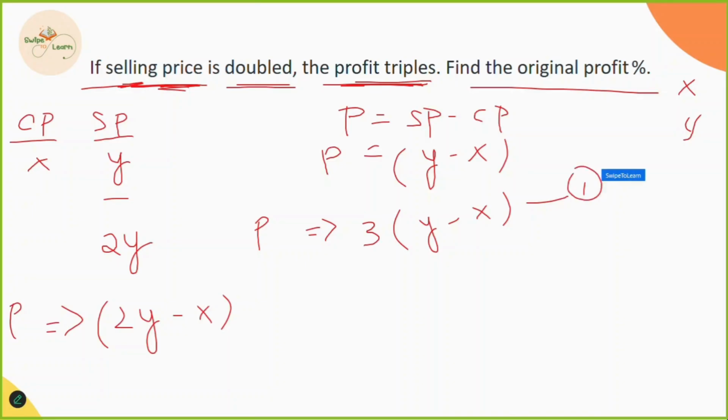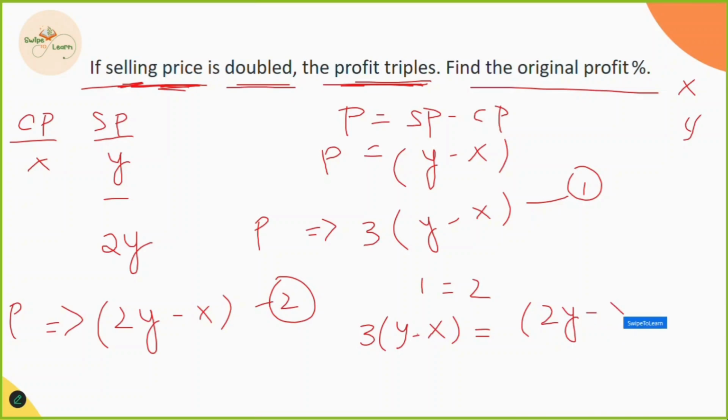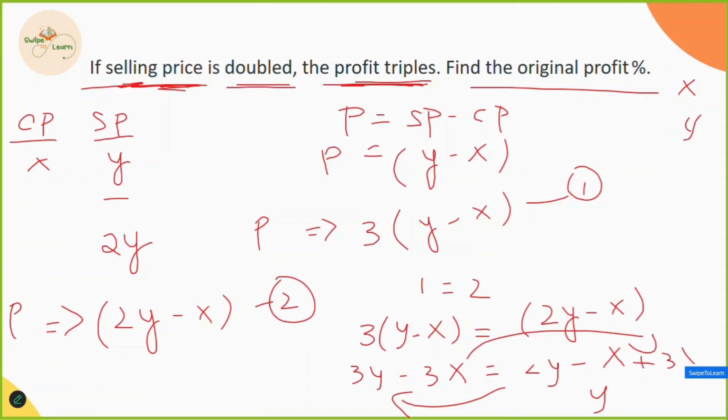This is one equation. This is another equation. So when equating 1 and 2, what do we get? 3 into Y minus X equals 2Y minus X. So that means 3Y minus 3X equals 2Y minus X. When this 2Y comes to this side, we get 3Y minus 2Y, which is Y. When 3X moves to this side, it becomes plus 3X, and plus 3X minus X becomes 2X. Y equals 2X.